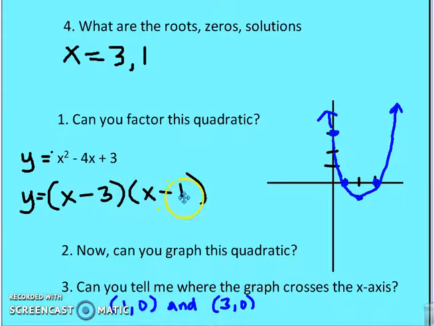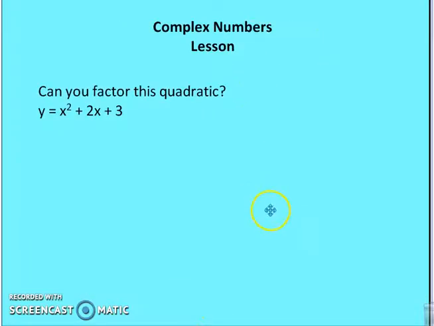So on a test, or if I have a homework problem for you, if I ask you to solve, then you would provide me with x is equal to some value. If I asked you to factor, then you'd provide me with these two quadratic factors. And if I asked you to provide where the graph crossed the x-axis, you'd provide me with these two coordinates. All right, next question.